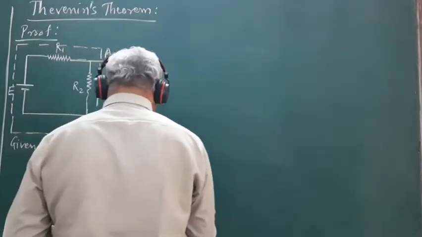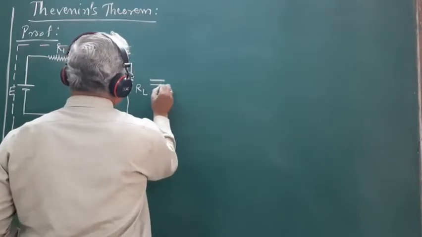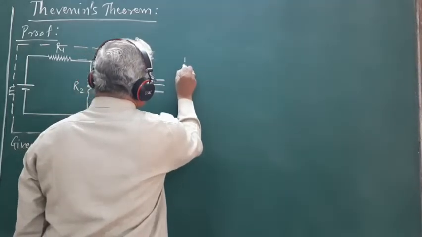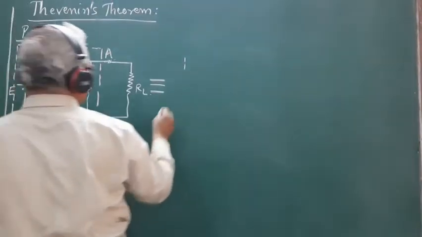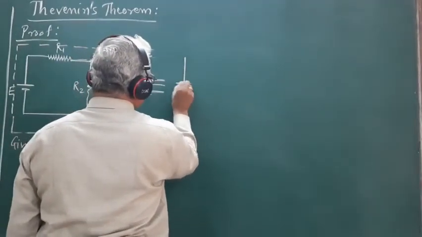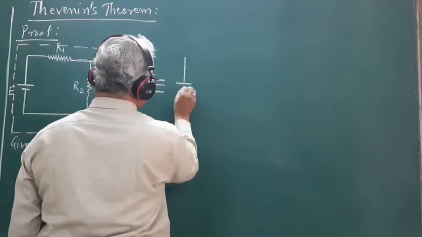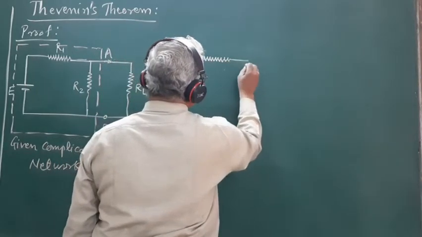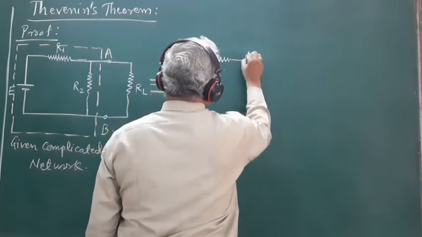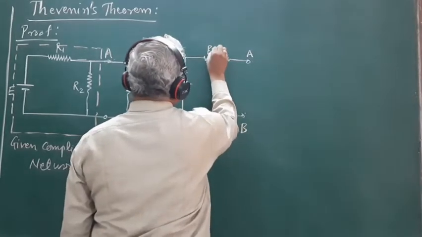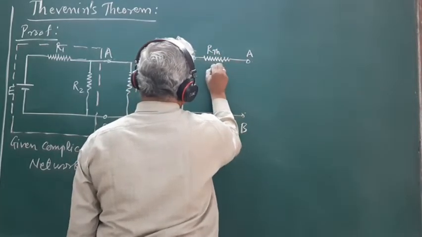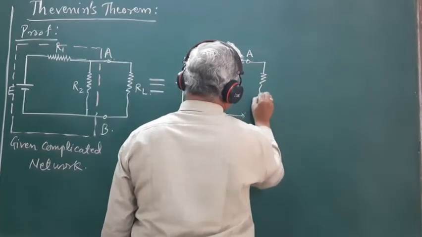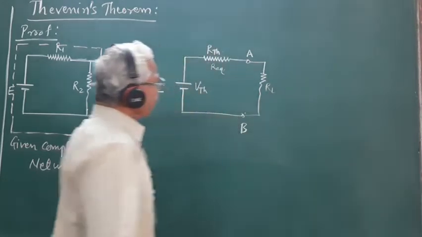As per Thevenin's theorem, this complicated network can be replaced by a simple series circuit consisting of a constant voltage source, or Thevenin voltage source, in series with an equivalent resistance called Thevenin resistance. This is RTH or R equivalent. This is VTH, and to the right of the terminals A and B, we can have the load resistance.